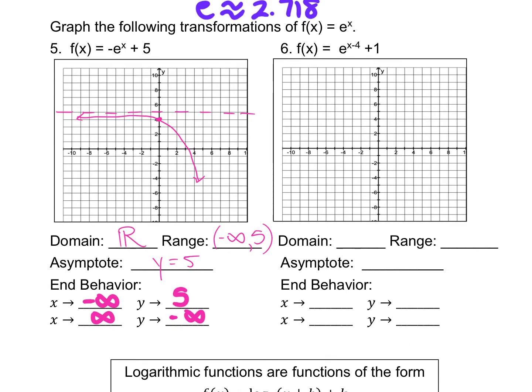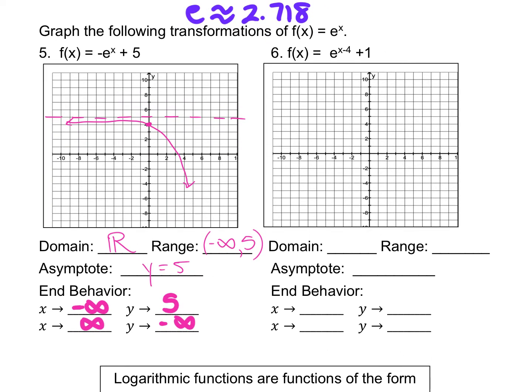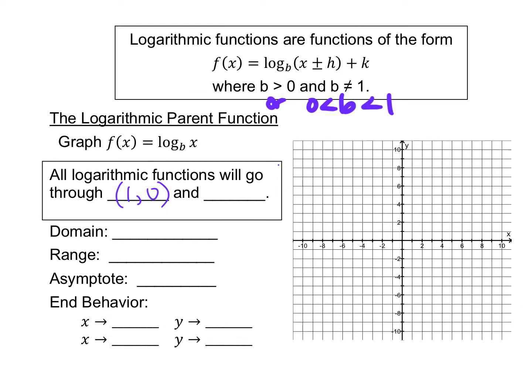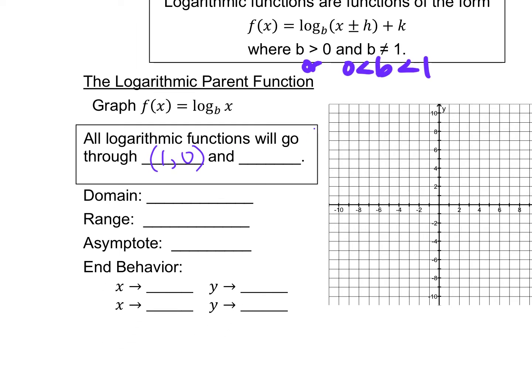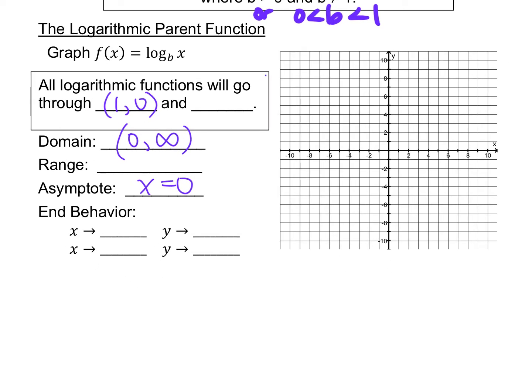I finally understand the infinity. Good. So log functions can have that little base. The little base b is what tells us whether it is increasing or decreasing, which looks different. And they will all go through the point 1, 0. These will then have the domain of 0 to infinity because they will have a vertical asymptote at x equals 0. So a basic log function goes through the point 1, 0, and has an asymptote of x equals 0.